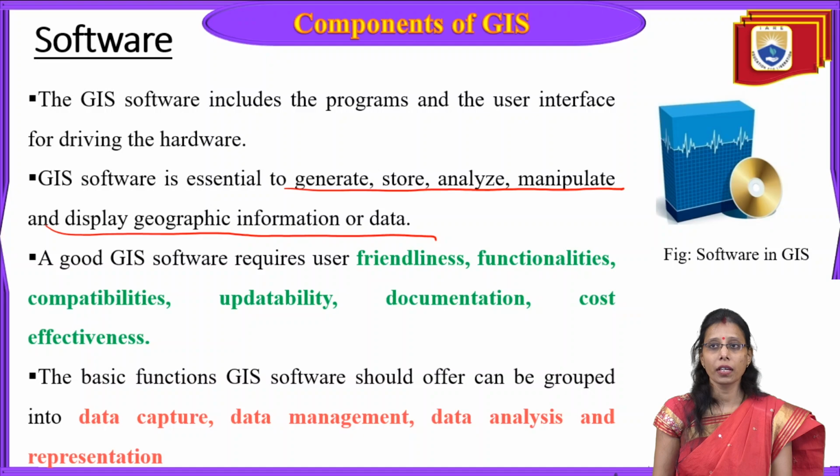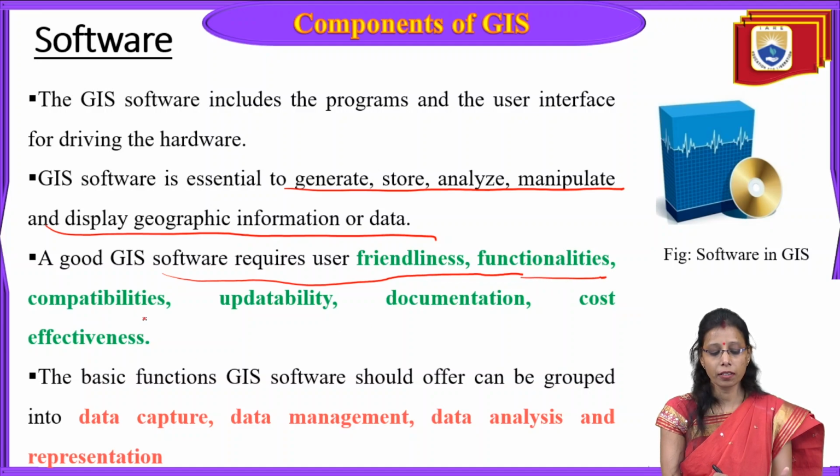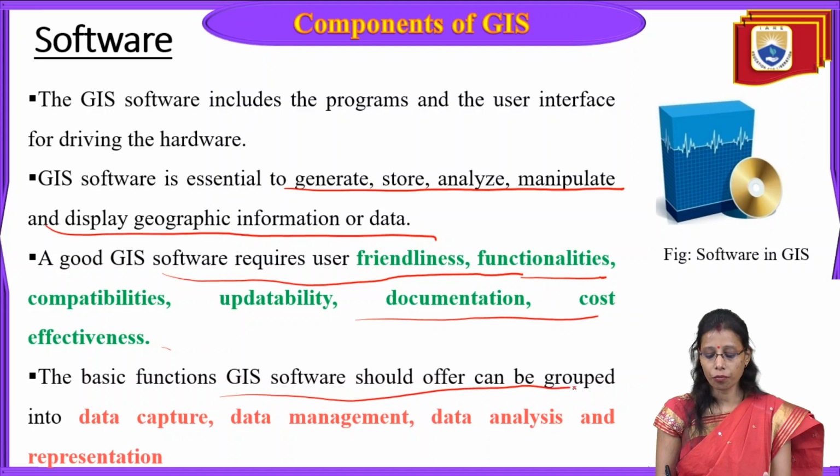So that is GIS software, which we studied in the previous lecture. So what is GIS? GIS is the setup of hardware and software which can generate, store, analyze, manipulate, and display the data. A good GIS software requires user friendliness, functionalities, capabilities, compatibilities, updatability, documentation, and cost effectiveness. All of this should be available with the software. The basic functions GIS software should offer can be grouped into data capture, data management, data analysis, and data representation.